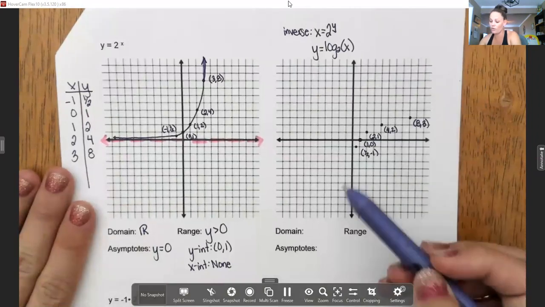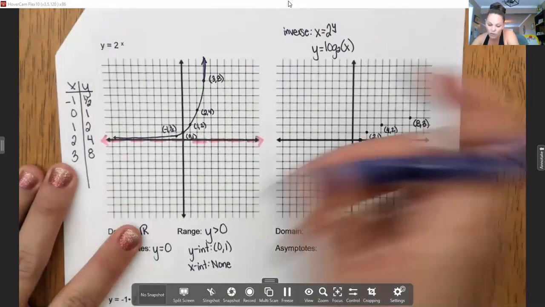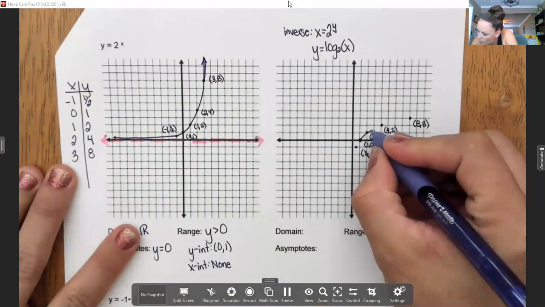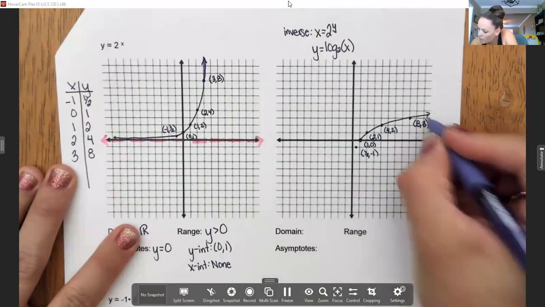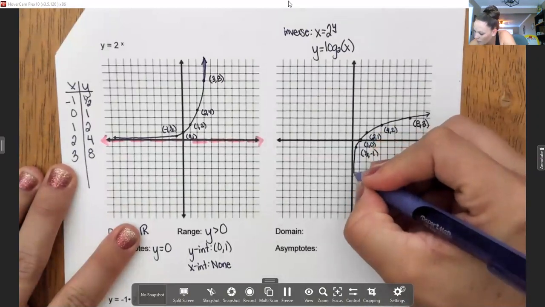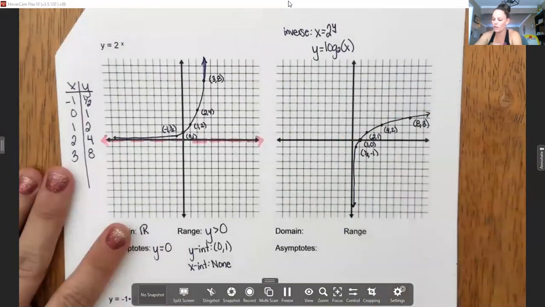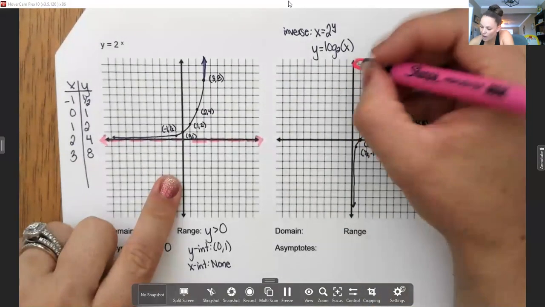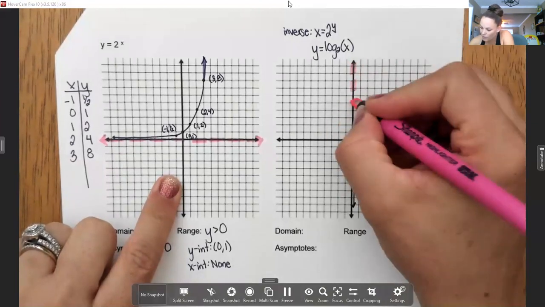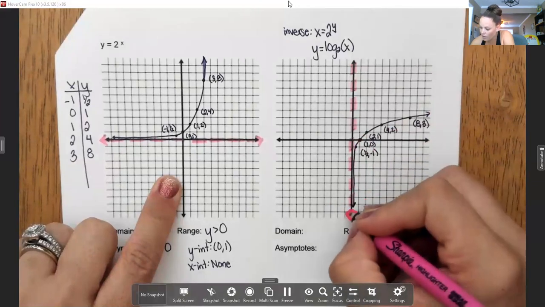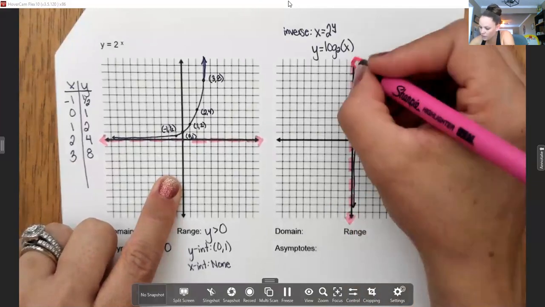And then it also reflects. So we can kind of see just from these points, and so now our asymptote is here on the y-axis.